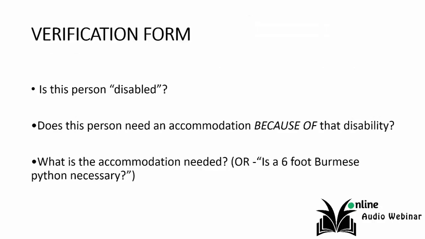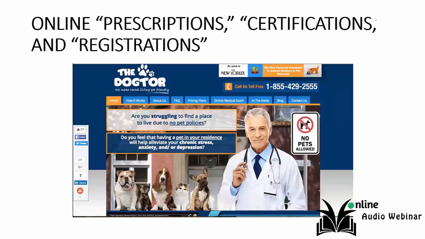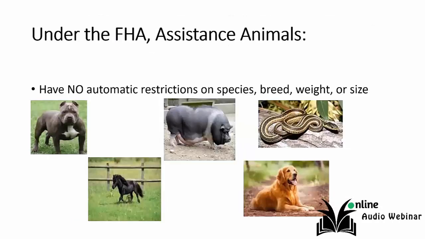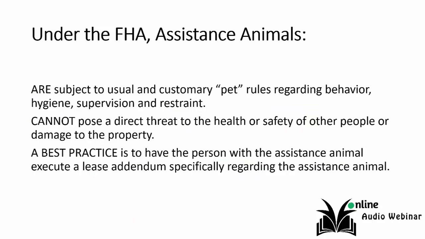Is this person disabled? Does the person need an accommodation because of that disability? And what accommodation is needed? Now, there are internet scams going on that give prescriptions, certifications, and registrations. Under fair housing, there are no automatic restrictions on species, breed, weight, or size. They cannot pose a direct threat. And best practices have the person with the assistance animal.